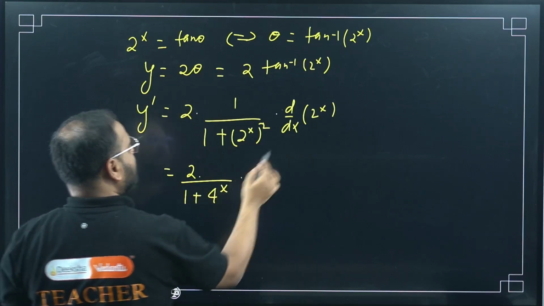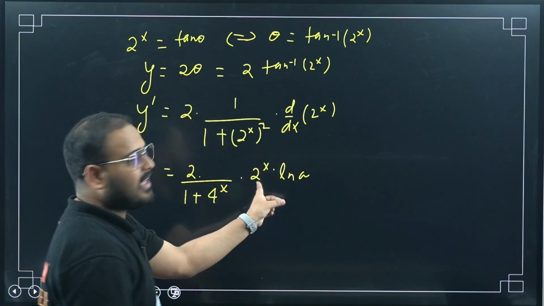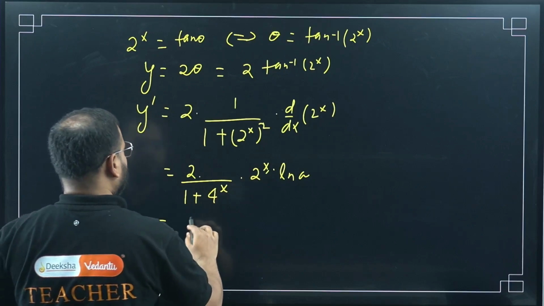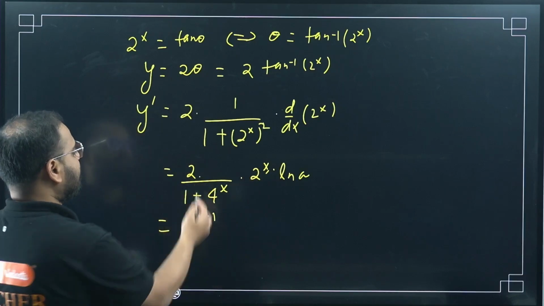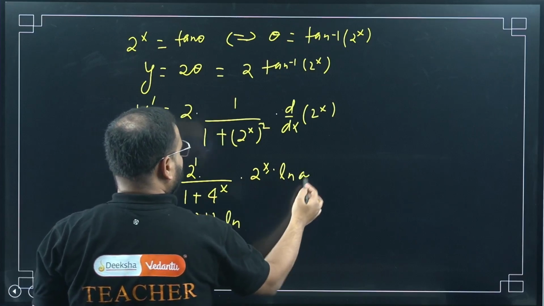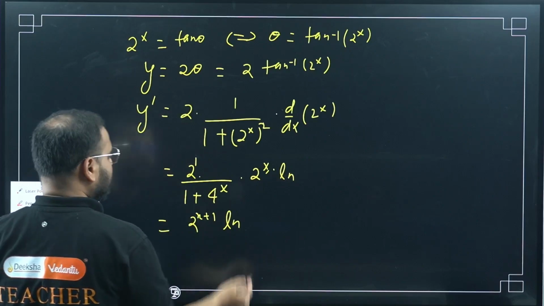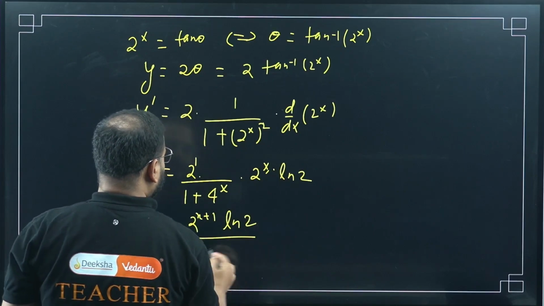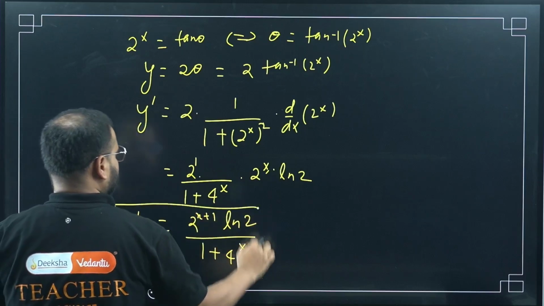I get 2 upon 1 plus 2 power x square, which is 4 power x. The derivative of a power x is a power x ln a. So 2 times 2 power x, simply 2 times of x plus 1, with ln a. Sorry, a is 2 here. In this case a is known, it's not a variable. So it's ln 2, divided by 1 plus 4 power x. That's my y dash.